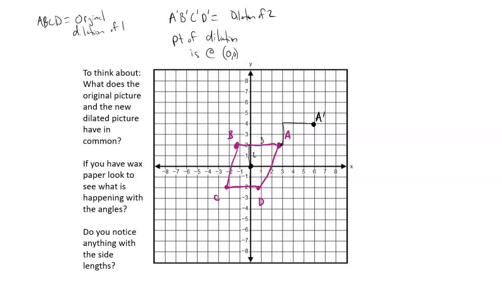How can I get to D? I'm going to go down 2, and then over 1. So that means I'm going to go down 2 and over 1 one more time. I'll get to D prime. I can go down 1 over 2, and that means I can go down 1 over 2 again, and I get to C prime. How do I get to B? I'm going to go up 2 over 1. So up 2 over 1, and now I'm going to get to B prime. So if I connect these points together to the best of my ability, it makes a new shape.